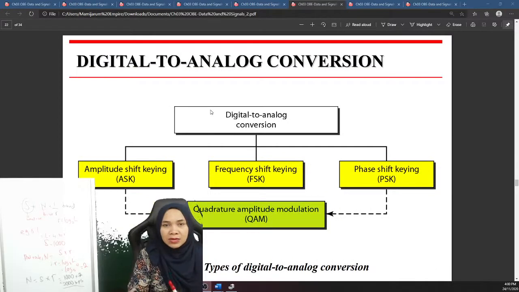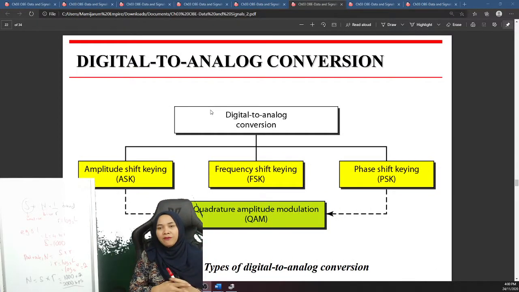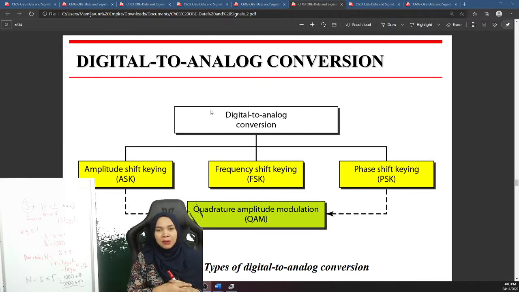Alright, so this is what we call digital to analog conversion. Encoding scheme, or what we call conversion scheme. First we will look at ASK, amplitude shift keying, FSK, frequency shift keying, and PSK, phase shift keying. And the combination of amplitude and phase we call quadrature amplitude modulation, or QAM. In this topic we only touch on ASK, FSK and PSK because these are in the syllabus.